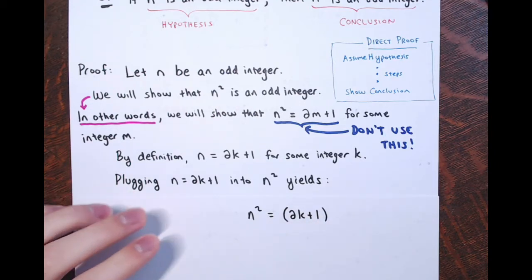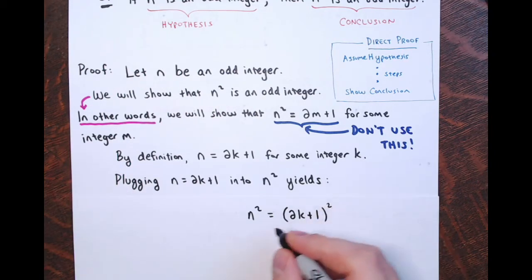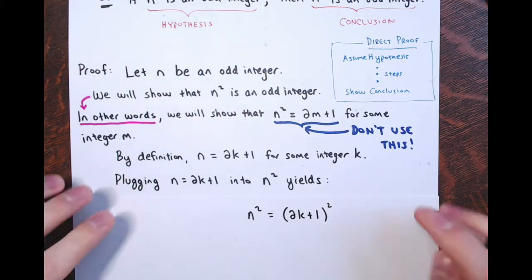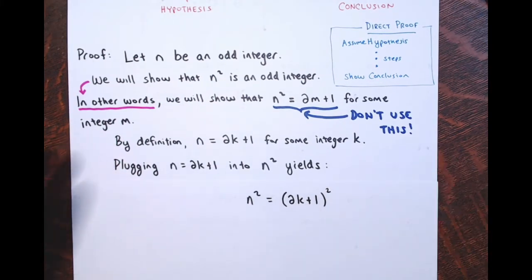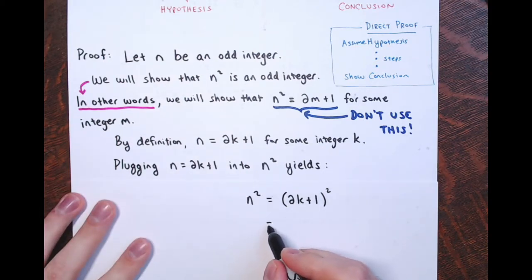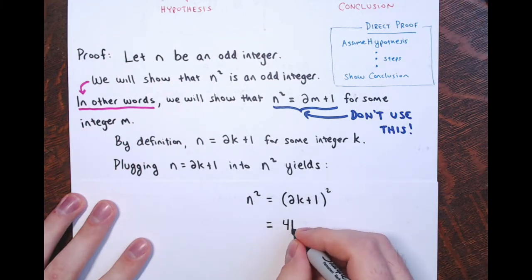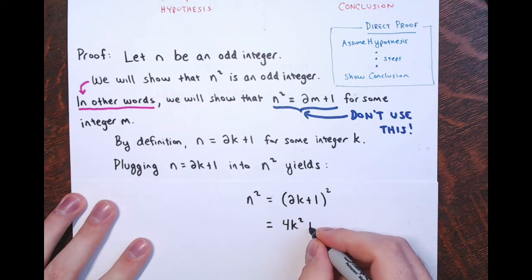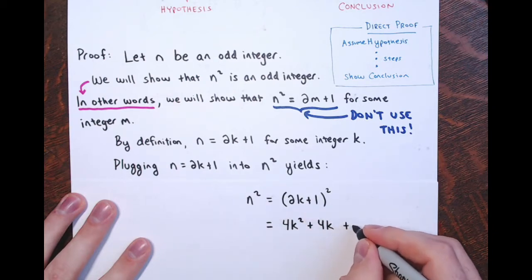So n squared would be the quantity 2k plus 1, squared, and now comes some algebra steps. I don't have to really justify the algebra steps as long as they're valid, and I don't go more than one step at a time. So this is squaring the 2k plus 1. What's 2k plus 1 times 2k plus 1? That would be 4k squared plus 4k, remember foiling, plus 1.